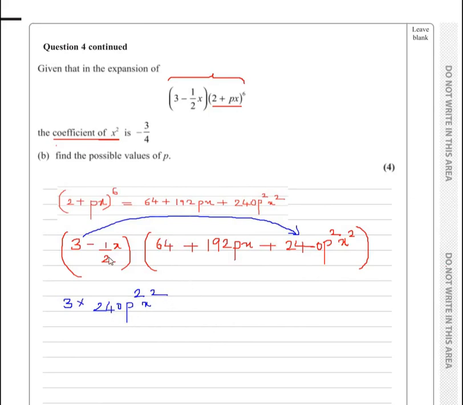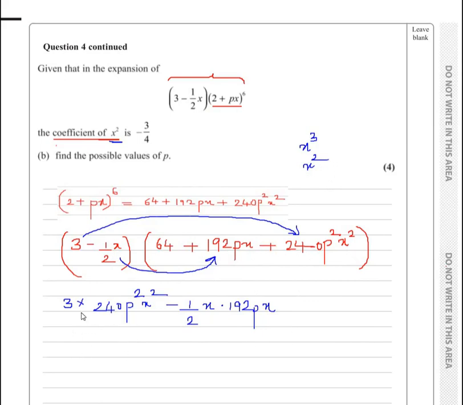Similarly, if I multiply half x with 64, I will not get an x square term. But if I multiply half x with 192 px, I will be getting an x square term. So I can multiply this with this. That gives me minus half x into 192 px. Again, if I multiply half x with 240 p square x square, I will get an x cube term. We will not get an x square term. Hence, no need to multiply minus half x with 240 p square x square.